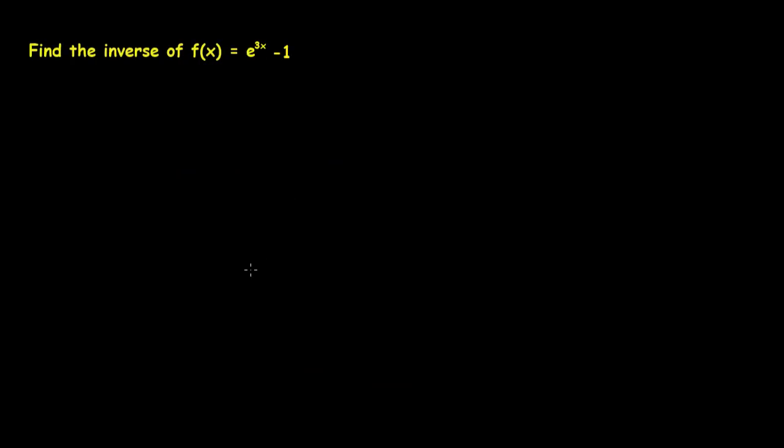Okay, so the next example says we should find the inverse of f of x equal to e to the power of 3x minus 1. So the first step says we should let y be equal to f of x.